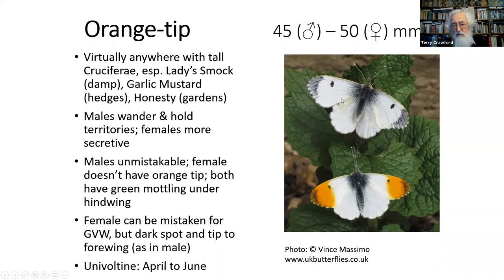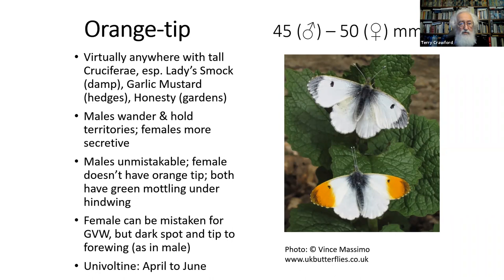But generally, the wings are a slightly different shape from the other three whites. Now, they'll occur, in Yorkshire, wherever their food plants occur, which is wild cruciferae like lady's smock and garlic mustard. Many of us have garlic mustard under the hedges in the garden, but if you have honesty in the garden, they will lay their eggs on honesty. The males are very territorial and I sit in the garden and they come backwards and forwards. The females are more secretive.